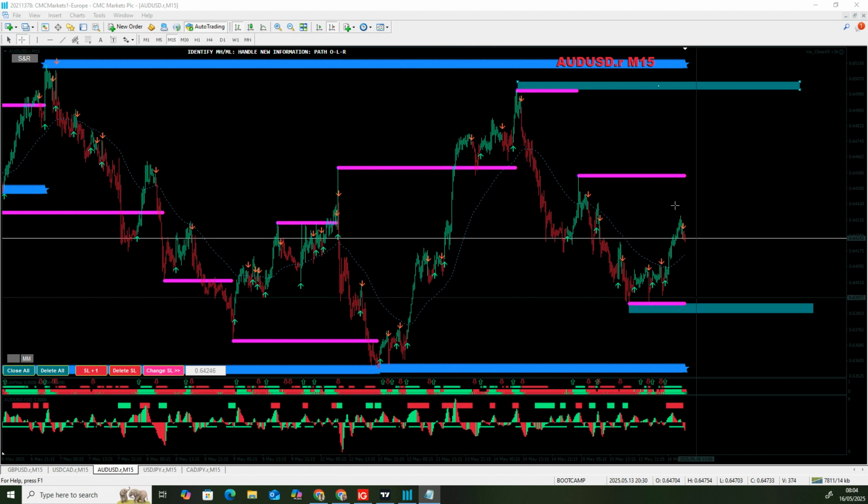The reason we are doing that is because this is in a consolidation. It's a big consolidation, formed by the daily and the 4 hours level. And that is the way we approach a consolidation market.